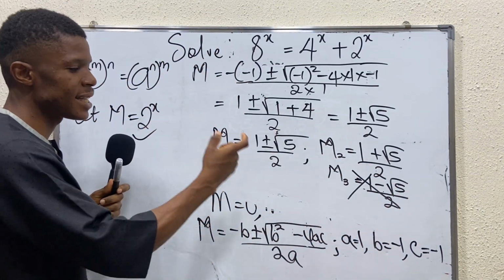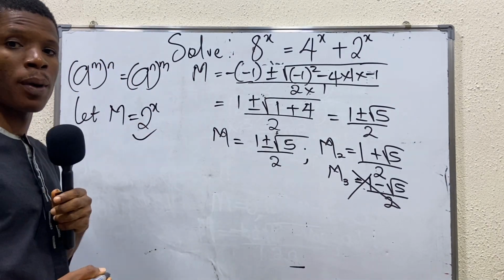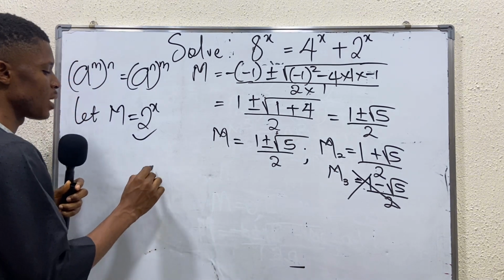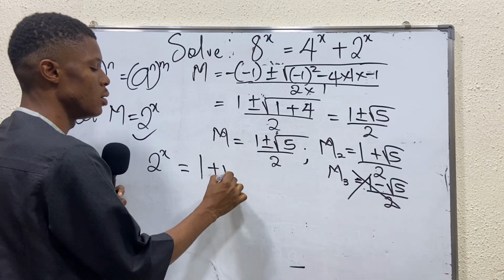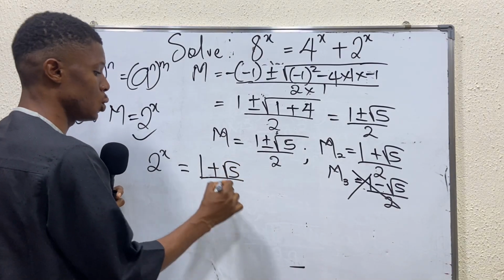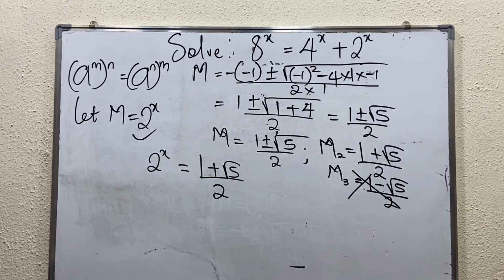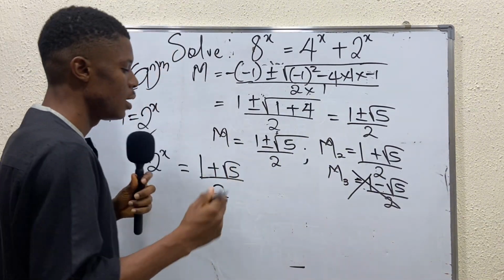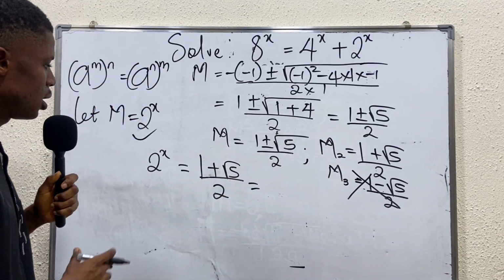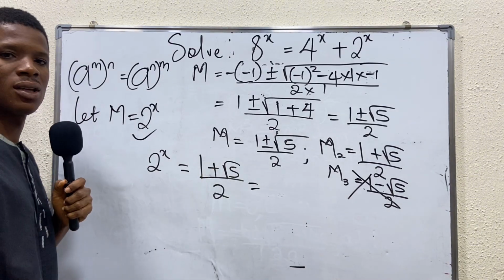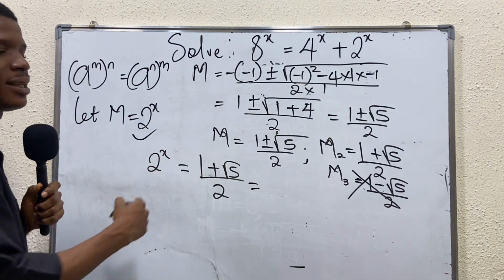So let's test for the exact value at a positive solution. We'll reverse back that our m is 2 power x. So we say that 2 power x, which is the m, is also 1 plus root 5 divided by 2. Right? This is what it is. And for us to solve this, 2 power x is 1 plus root 5 over 2. What do we do? We take the log, so that we can find the value of x.